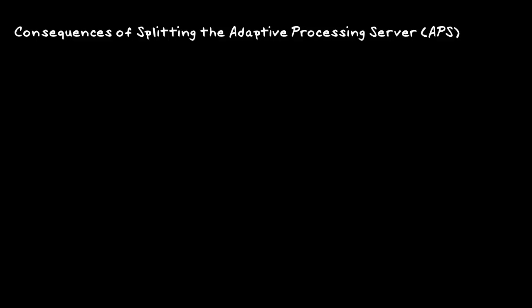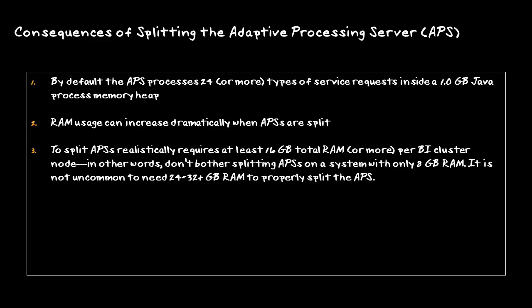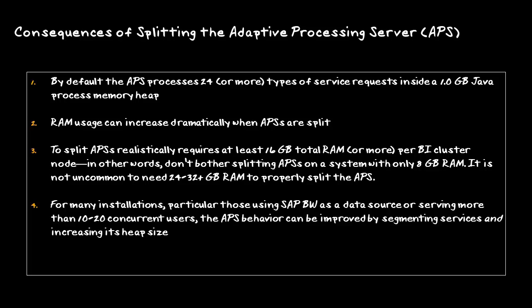There are some consequences to splitting the APS which you should be aware of. First, the default APS runs at least 24 separate processes. It does this inside a Java program with a default heap size of only 1 GB. Second, when you split the APS, the amount of RAM required by the server will go up significantly. Third, because splitting the APS requires a lot of extra RAM, realistically your server is going to need at least 16 GB of RAM, if not 20, 24, or 32 GB. And in some configurations, 48 or even 64 GB of RAM may be beneficial. For most installations, the APS splitting procedure should be considered a standard practice to maximize the scalability of the system.